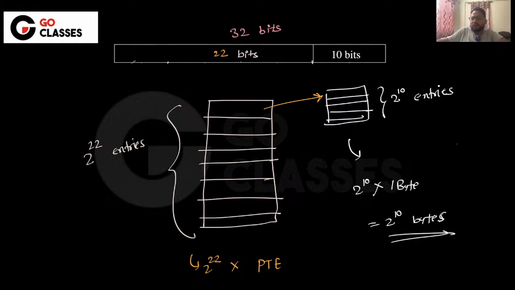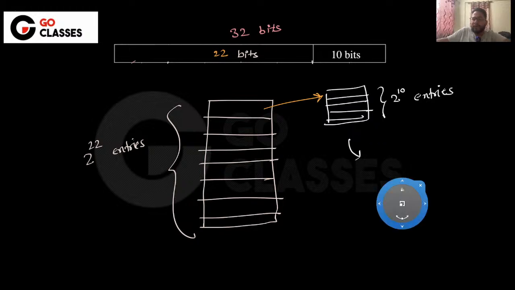Is this clear to everyone? This is a very important concept that we are going to discuss now. So this is 2 power 10 bytes, and this is 2 power 20 times some page table entry size. Basically you can convert the entries to bytes. I'm just trying to convert the entries to bytes. If you want, you can convert, or otherwise we can talk about it a little later, right?